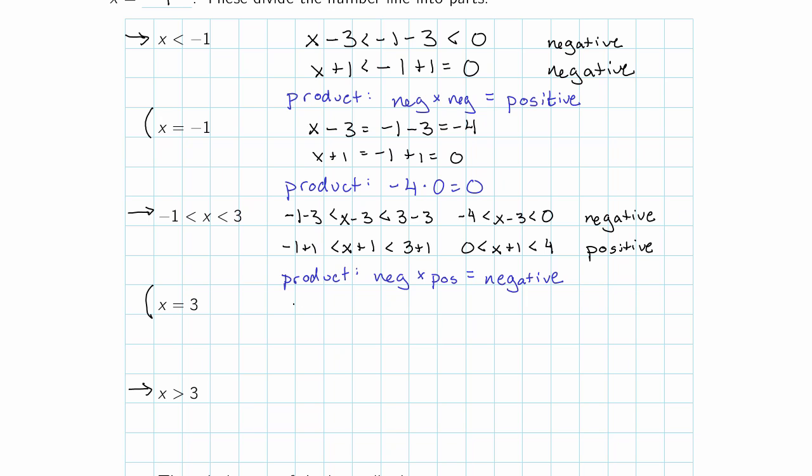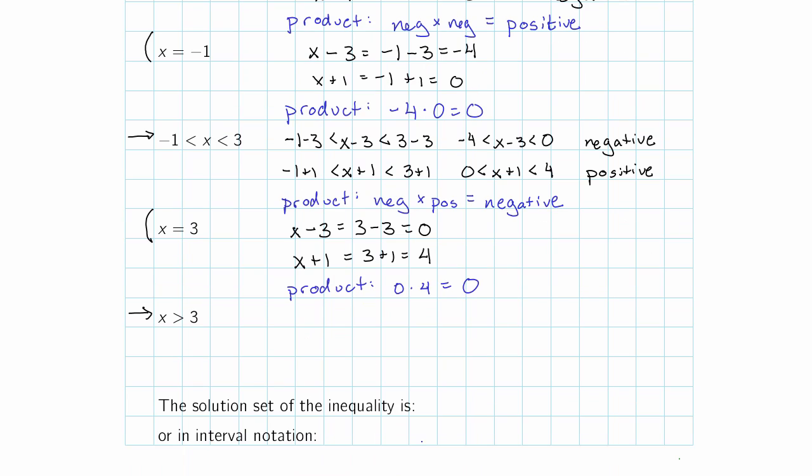When x equals 3, well, then x minus 3 equals 3 minus 3 is 0. X plus 1 equals 3 plus 1 is 4. And so the product is 0 times 4 equals 0.